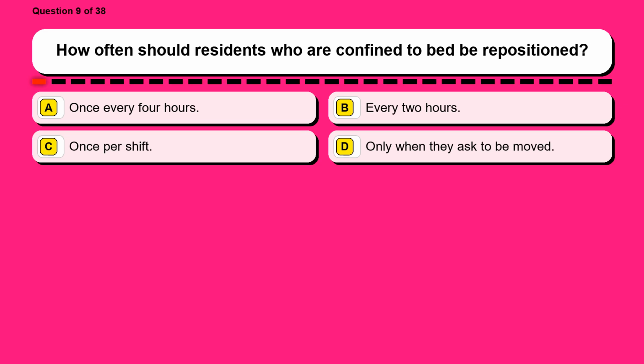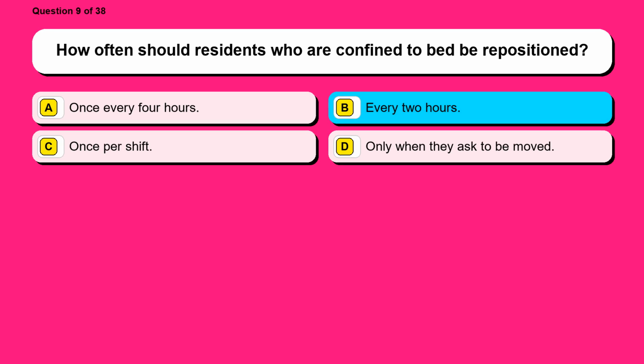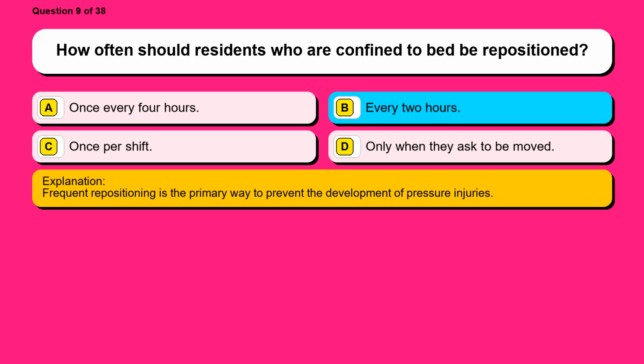Question 9. How often should residents who are confined to bed be repositioned? Option A. Once every 4 hours. Option B. Every 2 hours. Option C. Once per shift. Option D. Only when they ask to be moved. The correct answer is option B. Every 2 hours. Frequent repositioning is the primary way to prevent the development of pressure injuries.